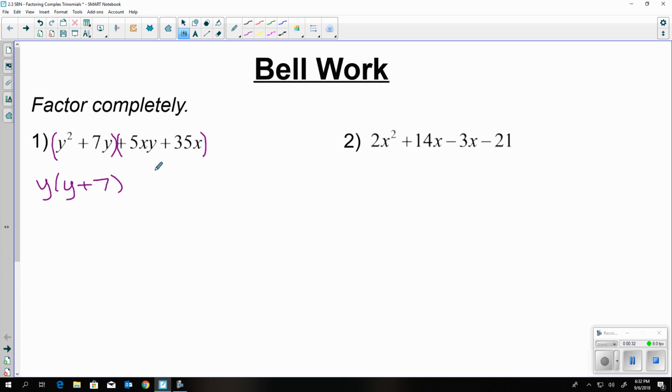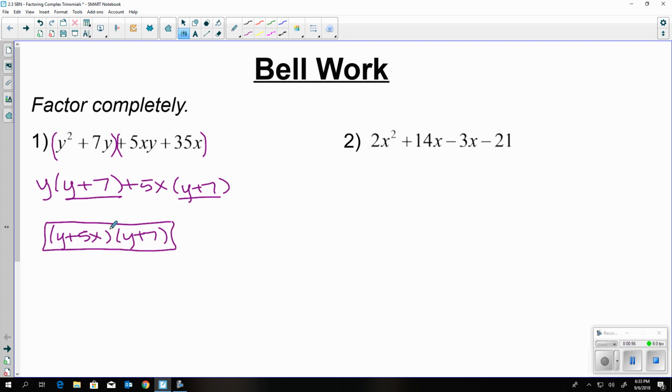Second group, I can take out a positive 5x, and if I do that, I'm left with y plus 7. Remember, this and this should match. If they don't, then you've done something wrong. If they do, then you're probably doing it right. Then we group our GCFs together, so y plus 5x times y plus 7, and that would be my answer. Remember, you can FOIL this back out or distribute it back out, and you should get this back.